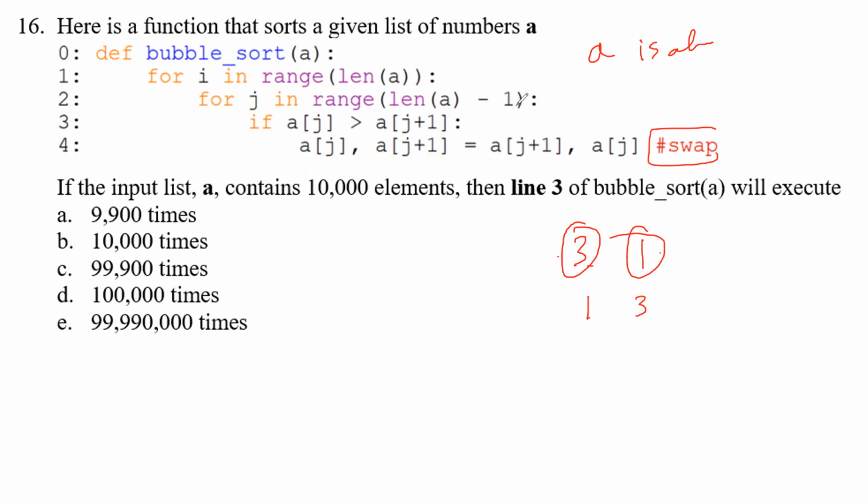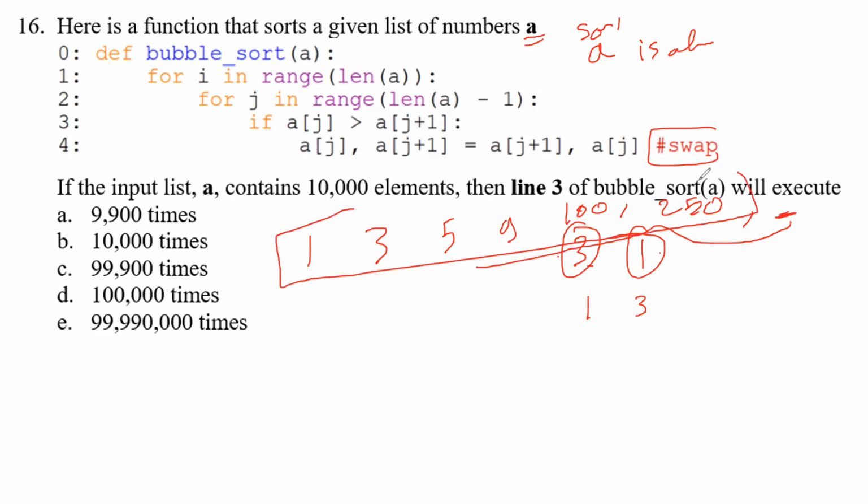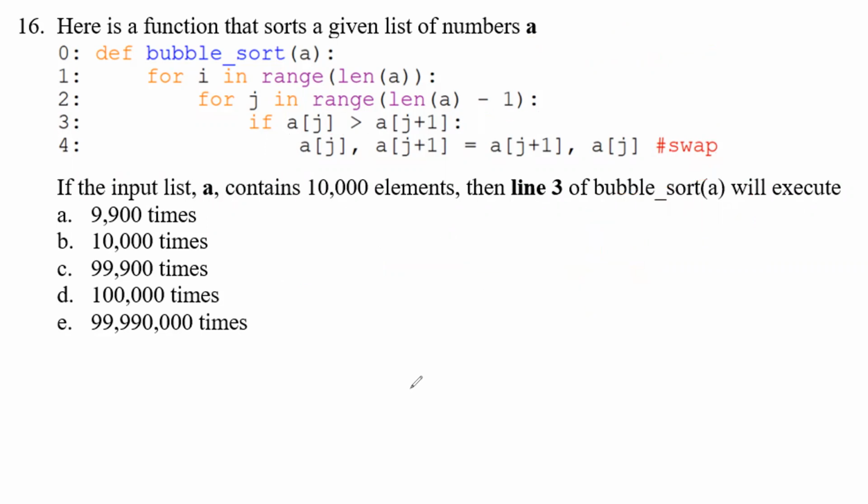But what if my list is given to me? It's given in the question that my list is already sorted. It means that the elements are going to be 1, 3, 5, 9, 100, 250. I will not have a number here that is less than this number. It's going to be sorted. So this condition is going to be always false. I will not swap any numbers. And that's why this line is going to be executed how many times, guys? 0 times. Is this clear?